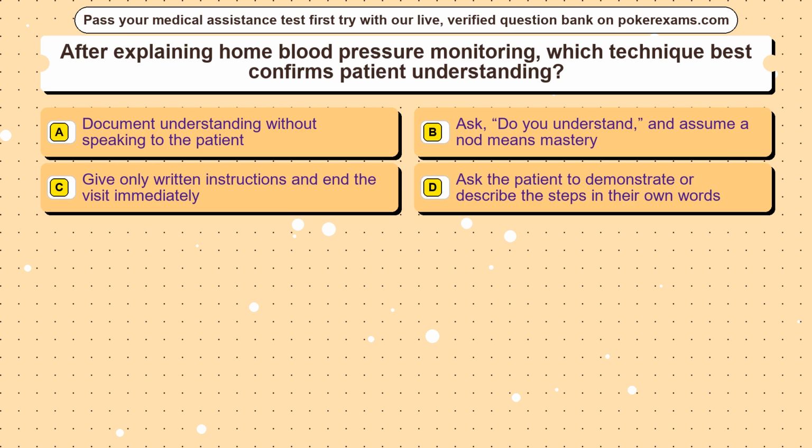Question 84. After explaining home blood pressure monitoring, which technique best confirms patient understanding? Option A. Document understanding without speaking to the patient. Option B. Ask, "Do you understand?" and assume a nod means mastery. Option C. Give only written instructions and end the visit immediately. Option D. Ask the patient to demonstrate or describe the steps in their own words.